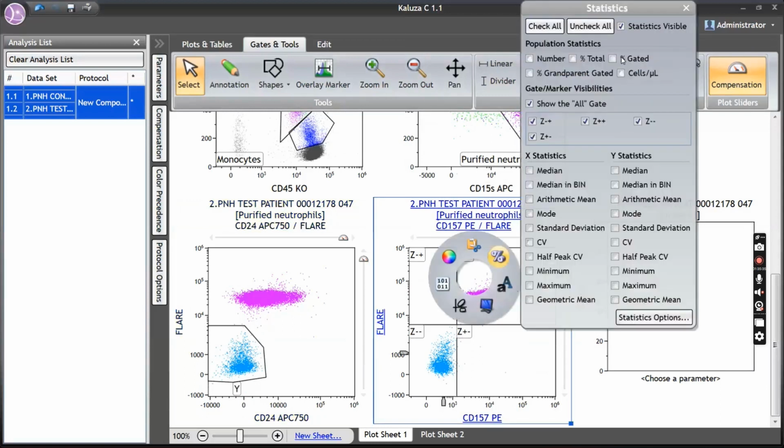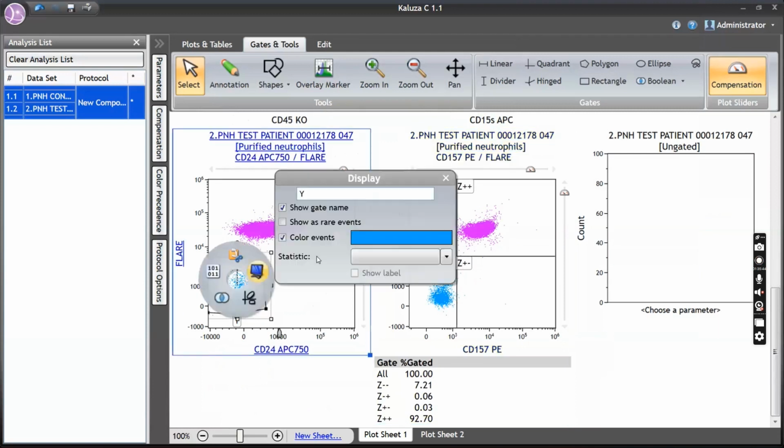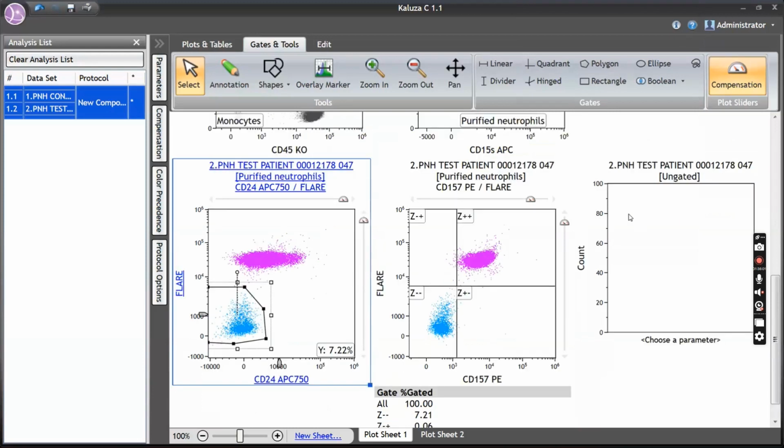How much is the percentage? So it is 7.2%. Okay, it is 7.2%. 7.2% of the neutrophils are PNH clone. Okay, now so this is there. So we have found a PNH clone in neutrophils quantified at 7.2%.